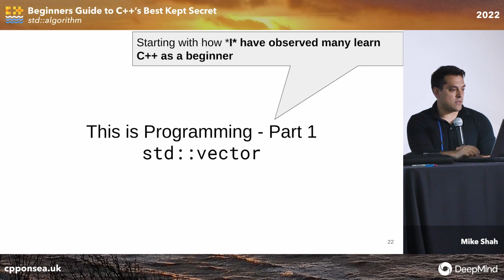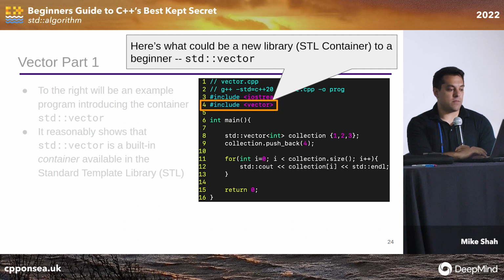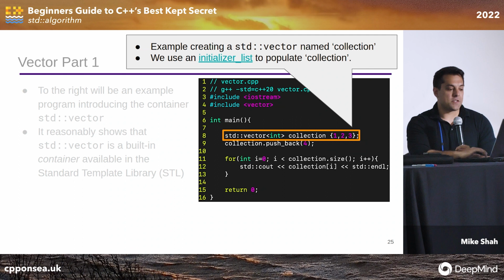To the right, I'm going to show an example introducing standard vector in some way that you might learn this structure. I think this example reasonably shows what's available, something that's built into the C++ language for you to use. So here's where we start usually. We include vector, we get a new container, and make this vector data structure available. Then we create some vector. I'm just going to generically call this collection here and populate it with a list initializer.